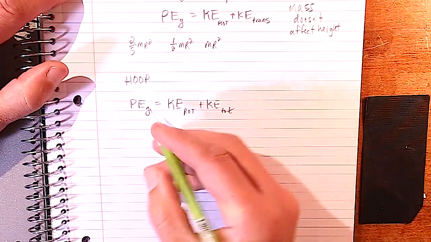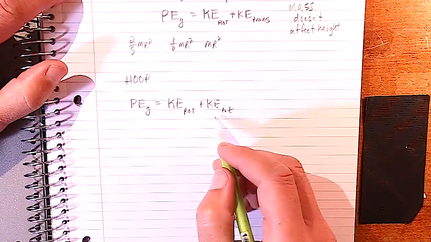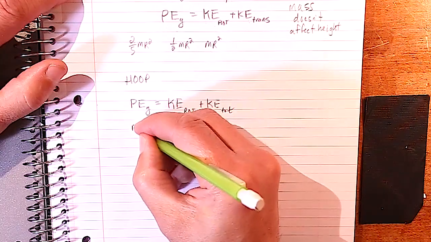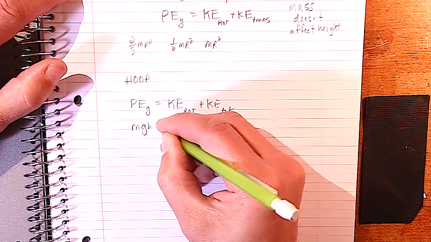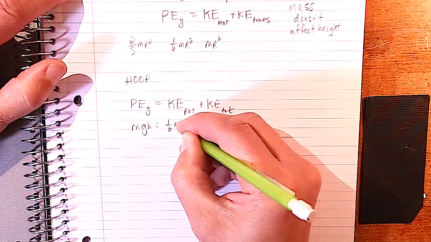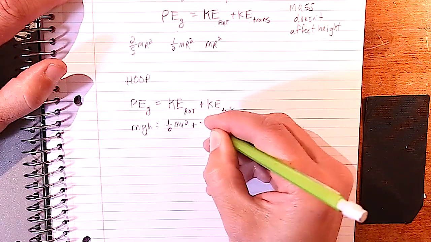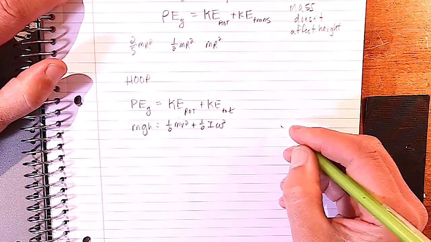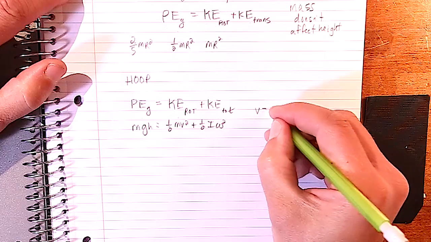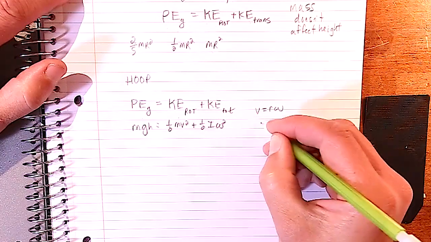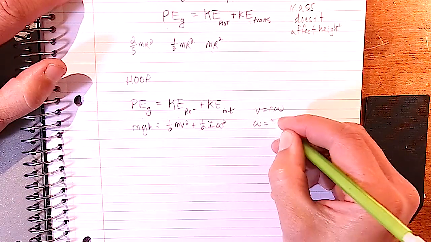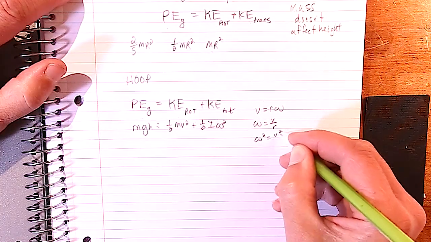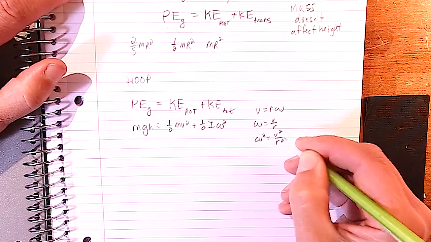So where does the PEG come from? It comes from the two types of energy, the two types of kinetic energy. So we have mgh equals 1/2 mv squared plus 1/2 I omega squared. And as you saw last time, we did a side step of v equals omega r. So omega equals v over r. So omega squared equals v squared over r squared.